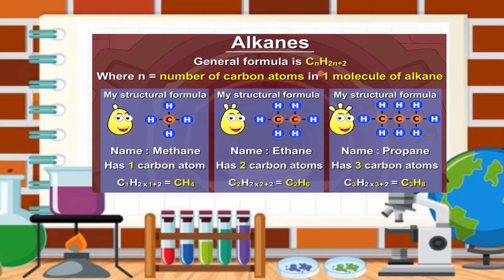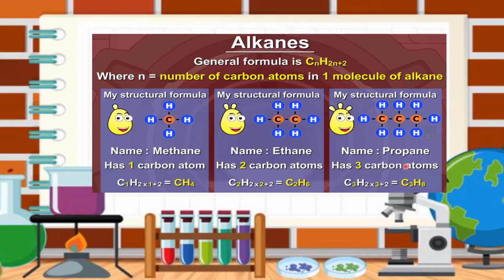We have CnH2n+2, where n refers to the number of carbons, and the H2 is a given. Then the 2 after it is added to the number of carbons, that is, 2n plus 2. So this is the formula of an alkane. Again, CnH2n+2.